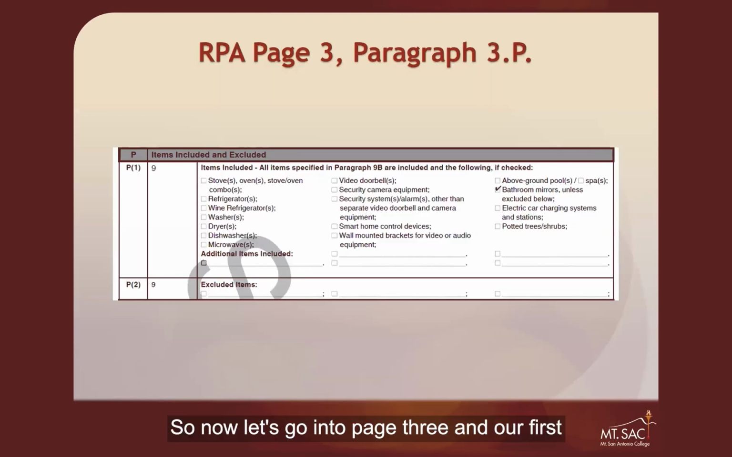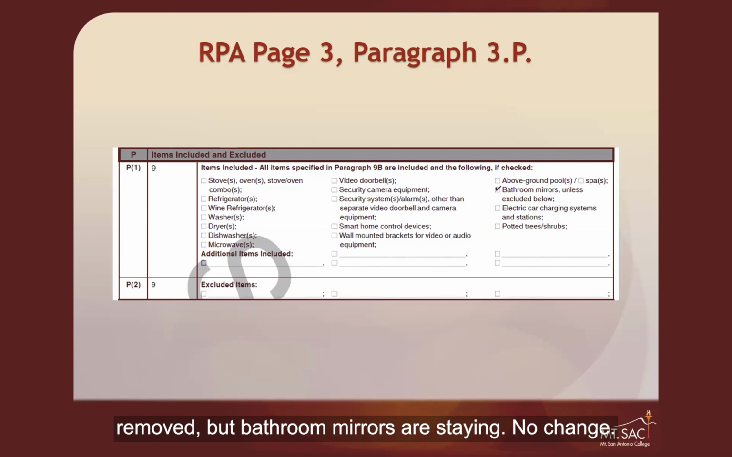All right. So now let's go into page 3. And our first paragraph there under P is items included and excluded. Okay, so we have our nice exhaustive list. The one thing that is required is bathroom mirrors, unless excluded below. I guess there's a lot of sellers that like to remove their bathroom mirrors. But anyway, bathroom mirrors are staying. I guess your other mirrors can be removed, but bathroom mirrors are staying.